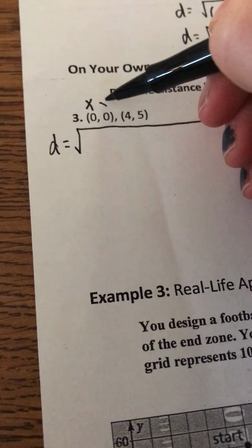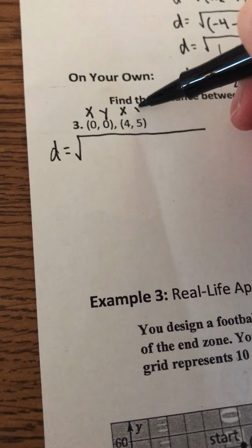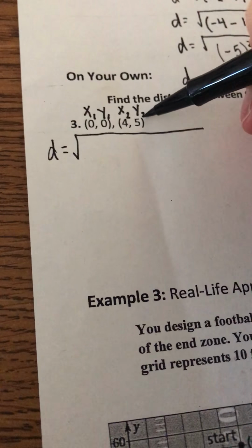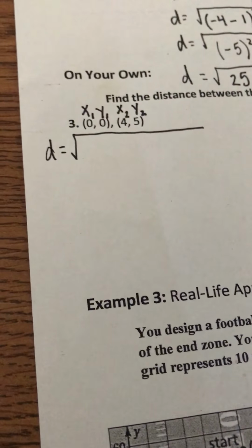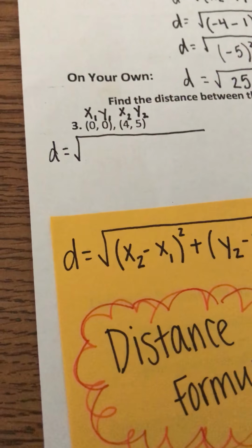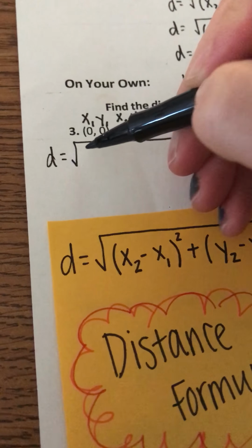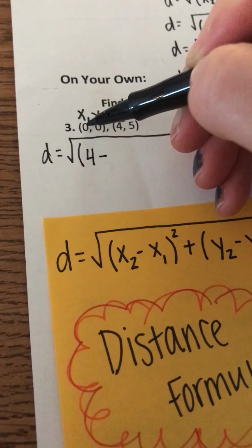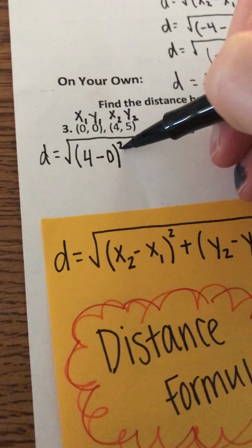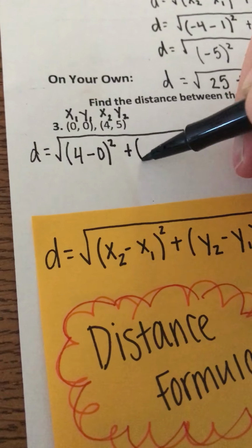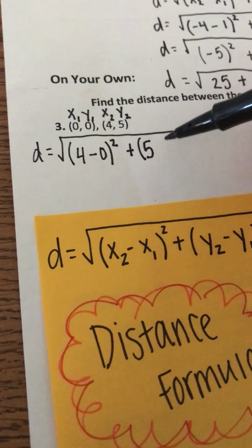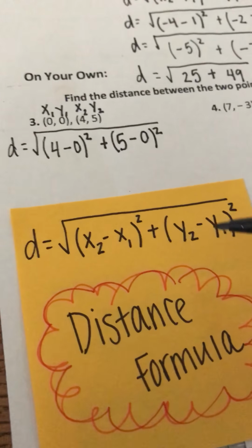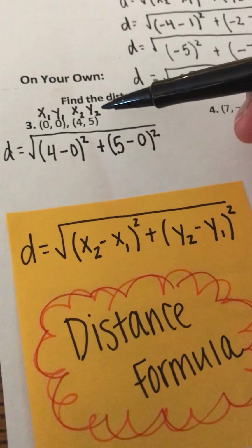This is my x, this is my y, this is my x, this is my y. This is the first one, this is the second. So the distance formula, which again you can look up at the board or on your own notes, is the second x, take away the first x, we're going to square that, plus the second y, take away the first y. All right, and I'm just plugging it in from this formula. I'm getting my information here.